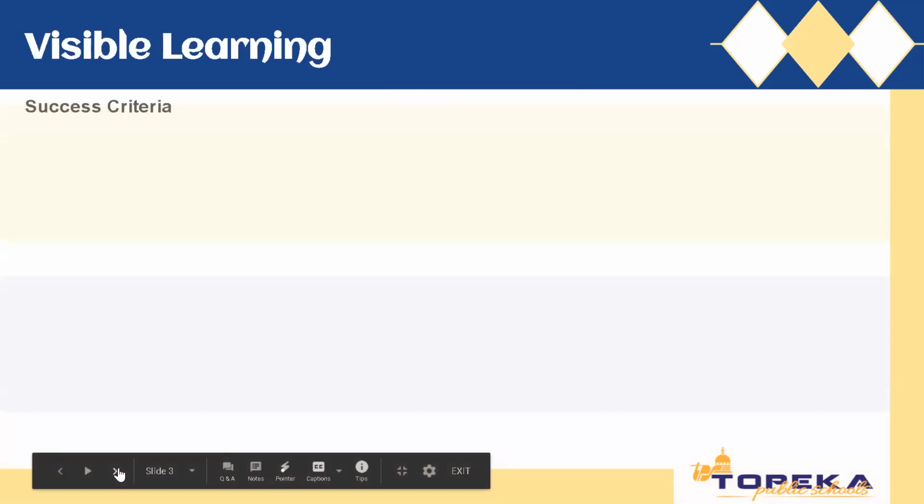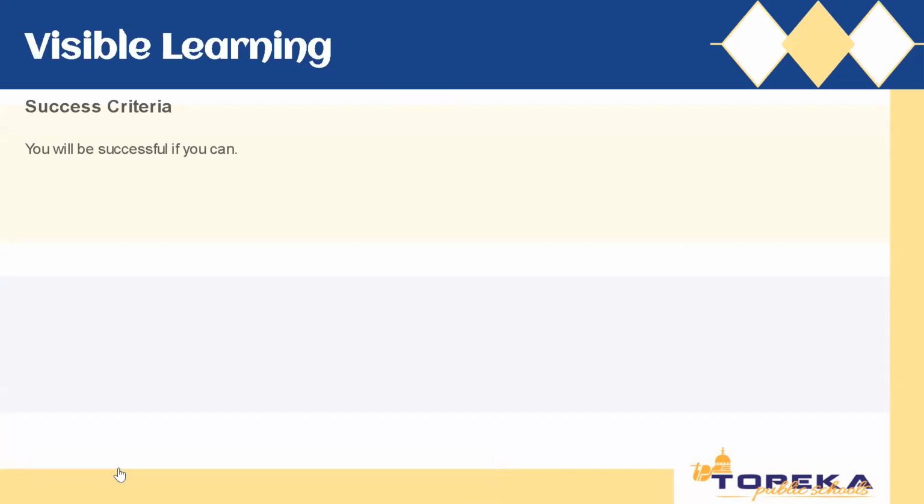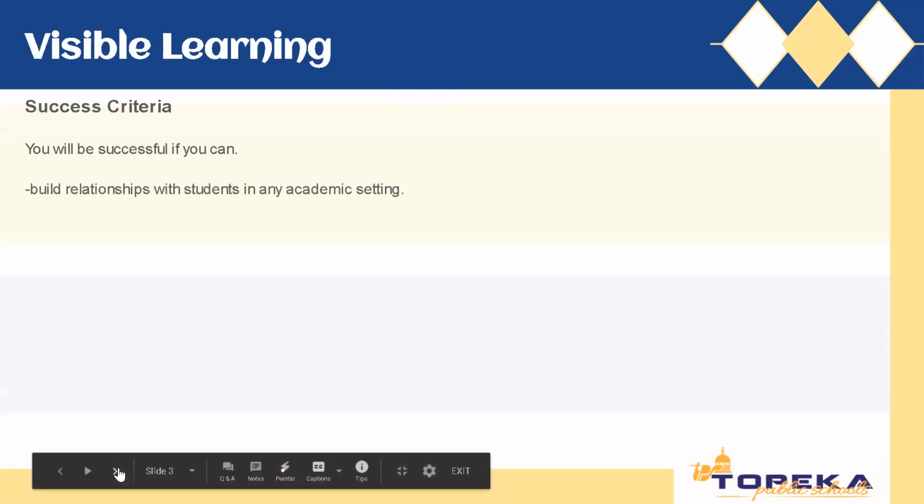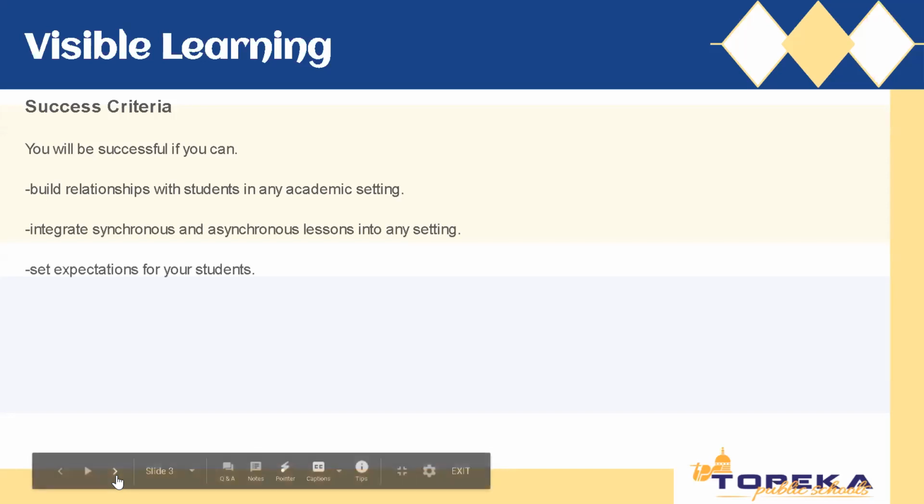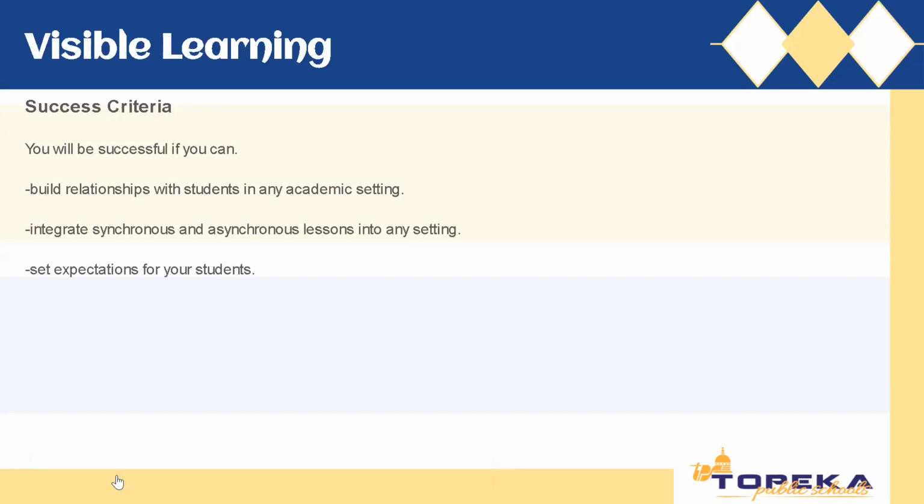And as always, the next step is our success criteria. You will be successful if you can build relationships with students in any academic setting. We're talking from using Zoom to being in your classroom, anywhere that you can build these successful relationships. You will be able to integrate synchronous and asynchronous lessons into any setting. We'll talk further as to what the two words mean. We will set expectations for our students. If you do this, you will have great success.